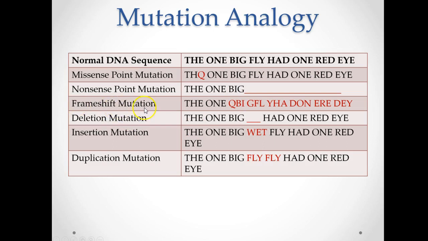In the frame shift mutation, again, you have a big change. The one, let's insert a Q where it doesn't belong, and now none of the sentence makes sense. Okay, deletion has a missing word. Insertion has a word that wasn't in the original sentence, and duplication has a word twice.